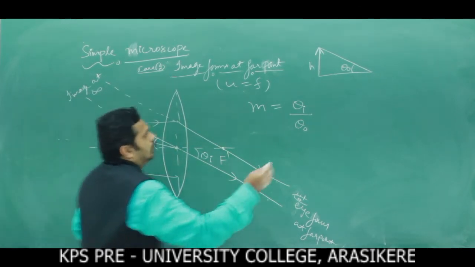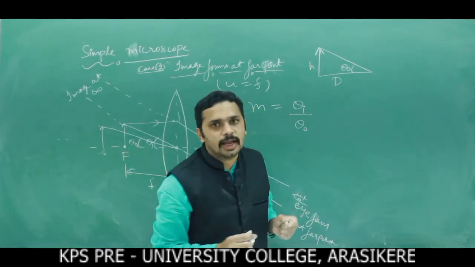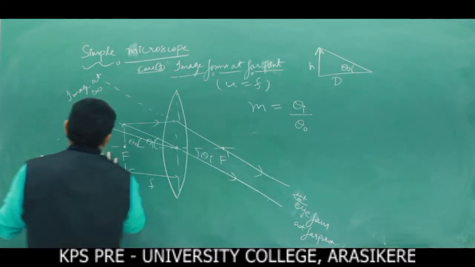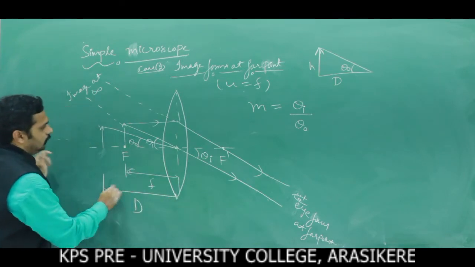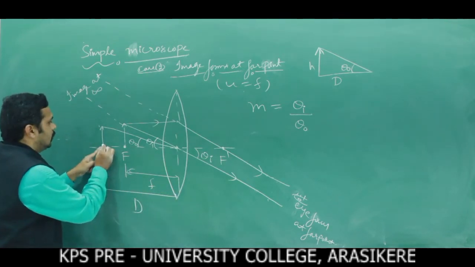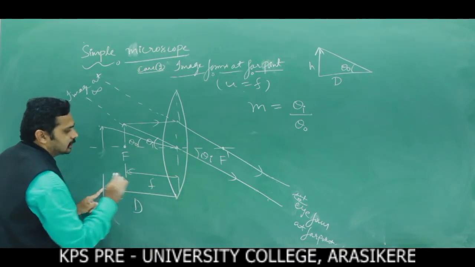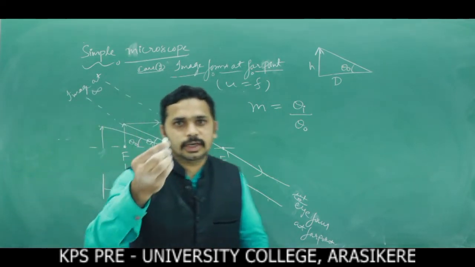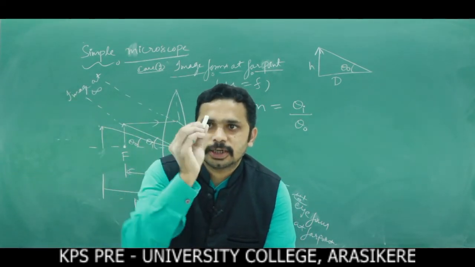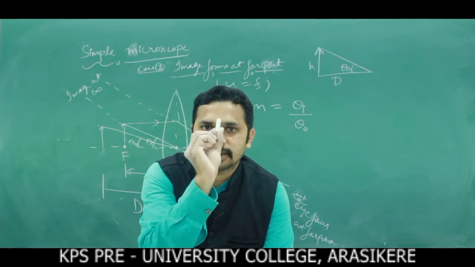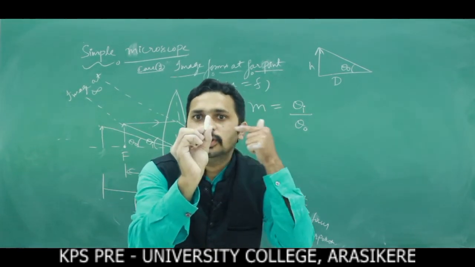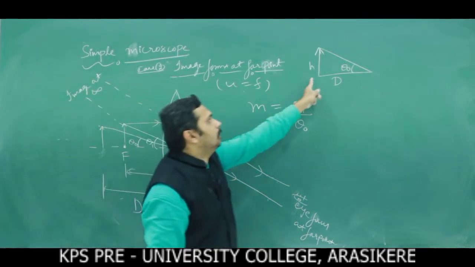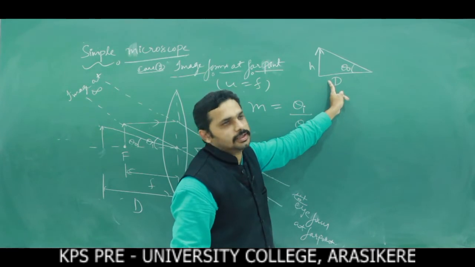Now here I am placing the object here. Imagine yourself, I am placing the object somewhere. This is the object, this is the least distance of distant vision. You have to place the object at the least distance of distant vision. To see the image clearly, we have to keep it at a certain distance. A certain distance means which? The least distance of distant vision. Now assume yourself, here I am placing the object at the least distance of distant vision.